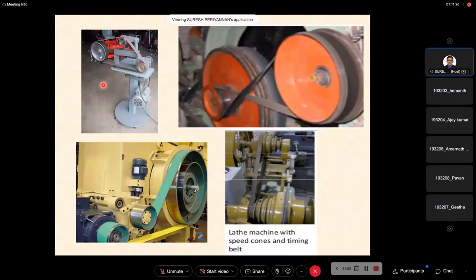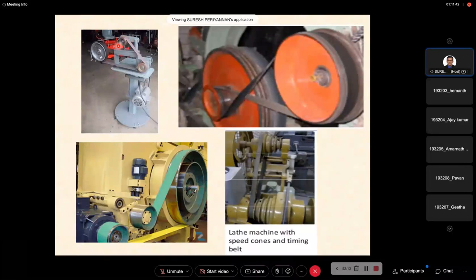But if we want to change the direction of rotation from one pulley to another pulley, we go for this kind of mechanism, the cross belt drive mechanism. Now the rotation of the driving pulley and driven pulley is going to be changed.